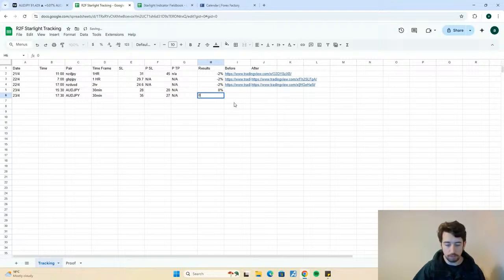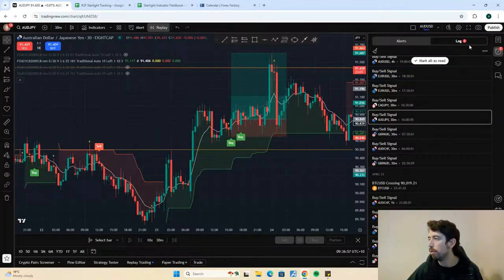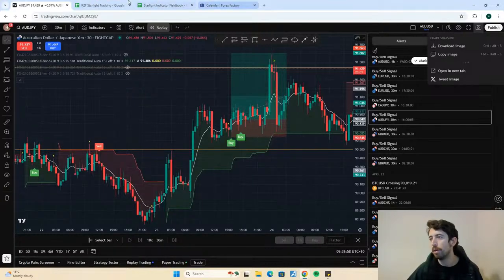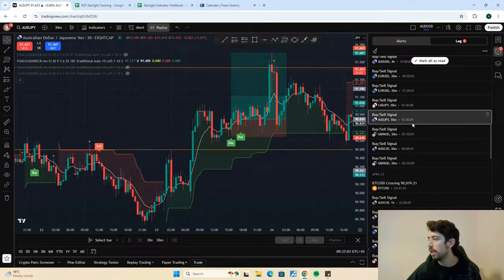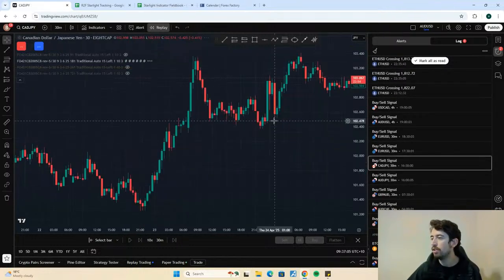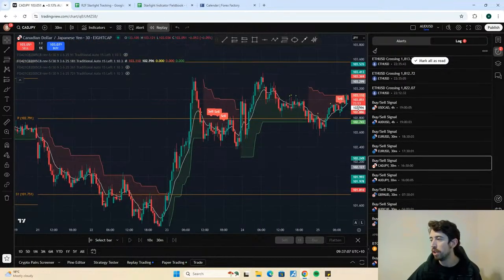See, there's loads of different ways to play this. That's why mentorship is so important. I'm just going to take the same photo. I'm not going to do it before and after because I can't be asked. Okay. KJPY. This is a lot of trades.